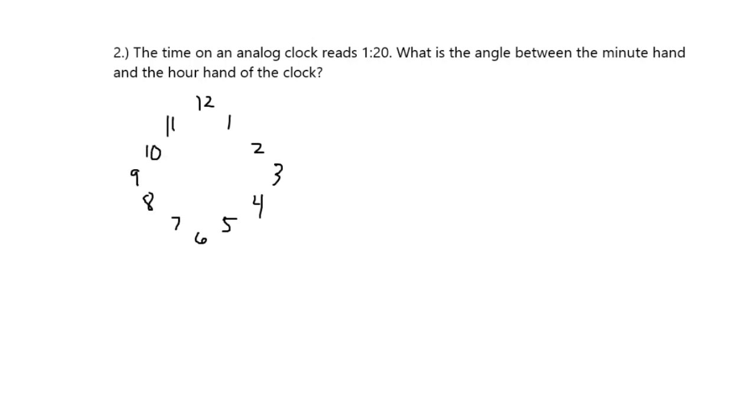Okay, so 10 and then 11. So you can just put a dot down here. So 1 hour and 20 minutes. So we're just going to count 5, 10, 15, 20. And then there it goes, so it lands on 4. So that's the 1 hour and 20 minutes. So we will find the angle here in the middle.